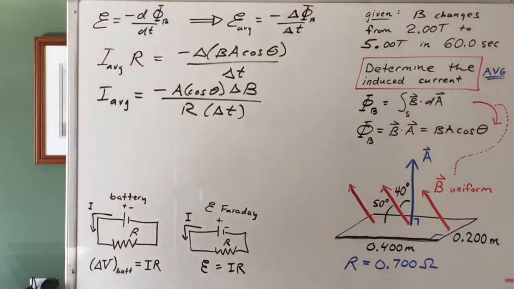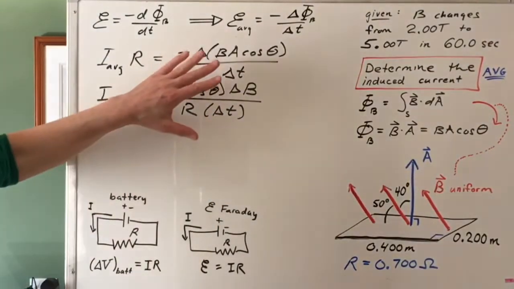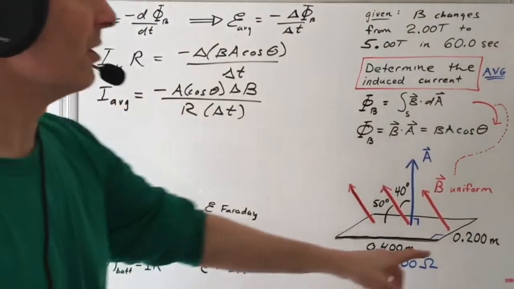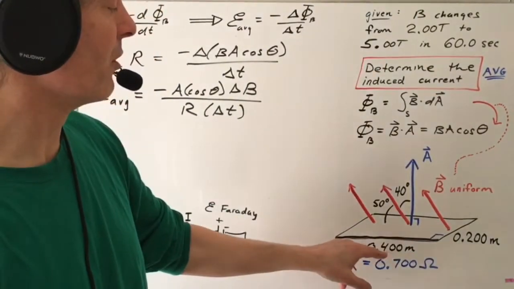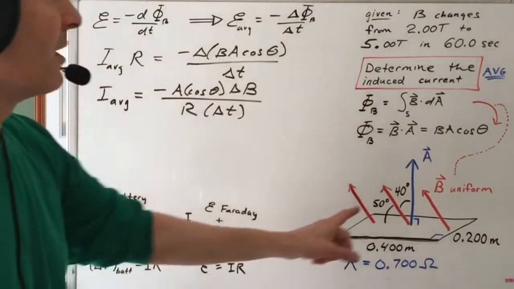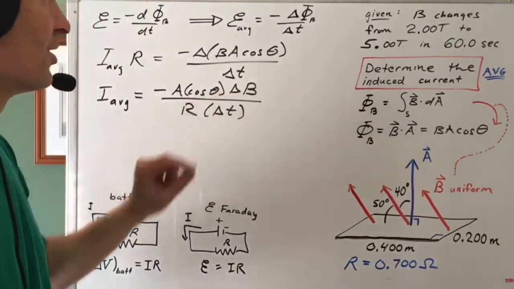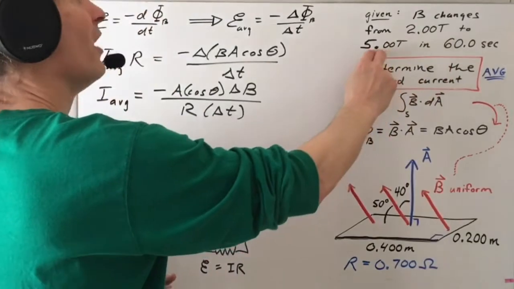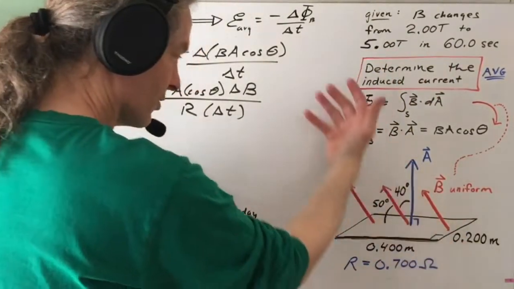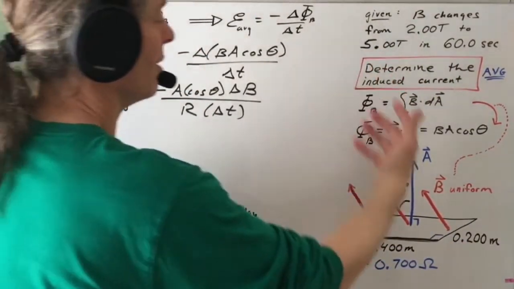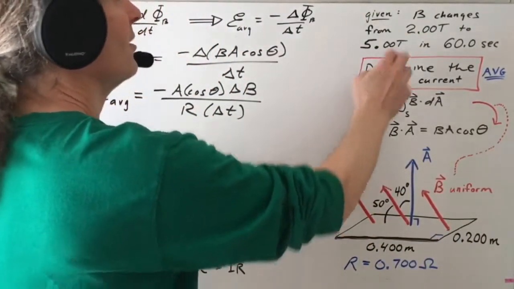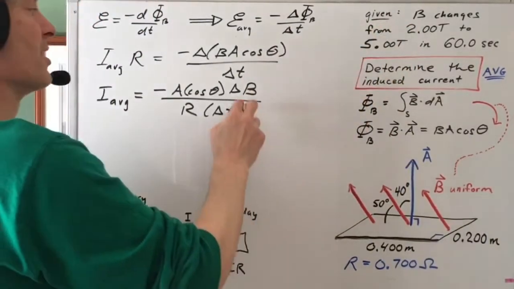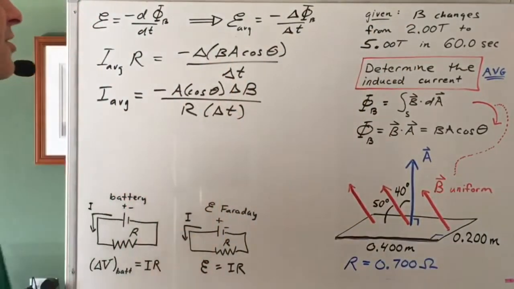Okay, so now all I've got to do is plug in for all these quantities and I can determine the current. The area will be 0.2 meters multiplied by 0.4 meters. Cosine theta will be cosine of 40 degrees. Delta B, we've got to be careful. We went from 2 Tesla to 5 Tesla, both in this direction. So the final amount was 5 Tesla this direction, and the initial amount was 2 Tesla this direction, so I'm going to have 5 Tesla minus 2 Tesla. I'll plug in 3 Tesla for delta B right here.